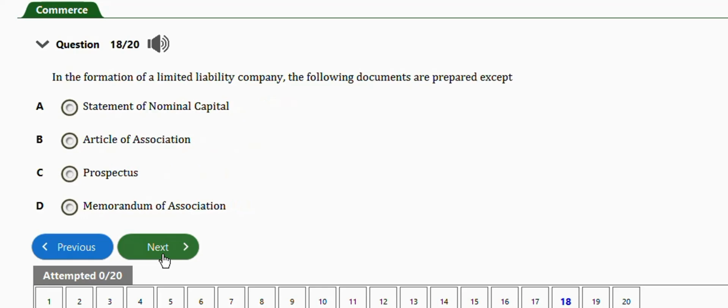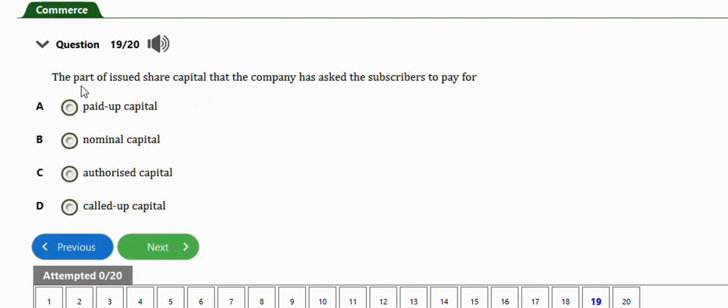Next question. It says in the formation of a limited liability company, the following documents are prepared except statement of nominal capital, articles of association, prospectus, memorandum of association. The exception here is prospectus, option C. Next question is this one. It says the part of issued share capital that the company has asked the subscribers to pay for is, we have paid up capital, nominal capital, authorized capital, called up capital. So the right answer to this question is option D, called up capital.